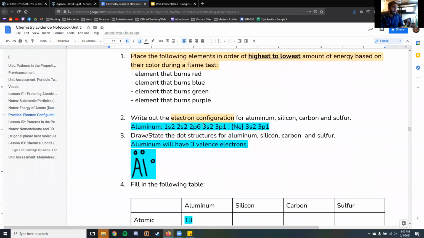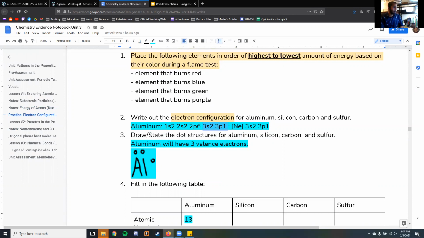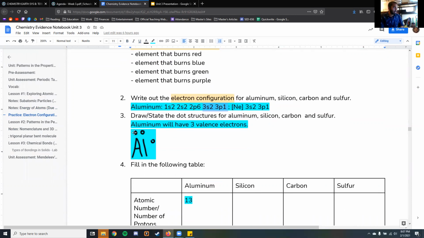Now, based on the highest energy level, you could find out the valence electrons. So aluminum, there's 2 electrons in the s orbital, 1 electron in the p orbital, it's got 3 valence electrons. And so that's 3 dots. When you're drawing these, there should only really be 2 dots per side. So top, bottom, left, right, 2 dots.